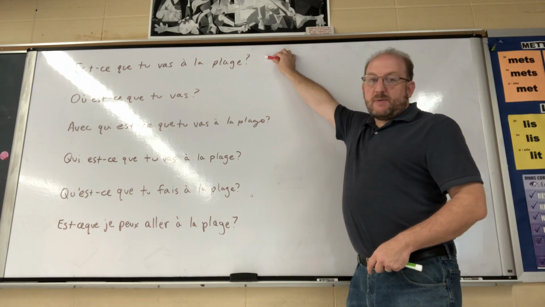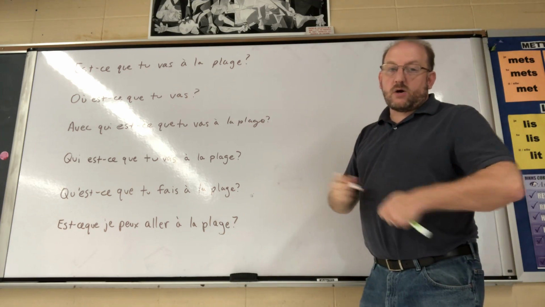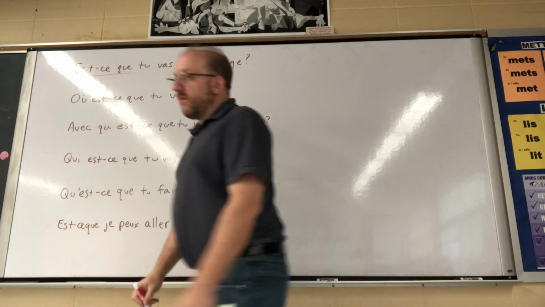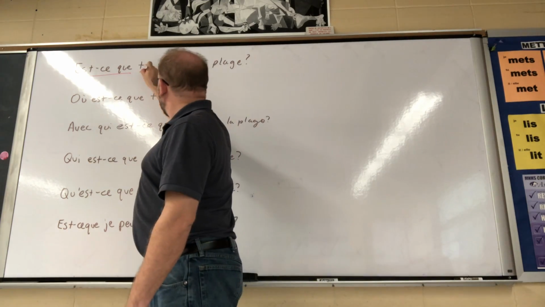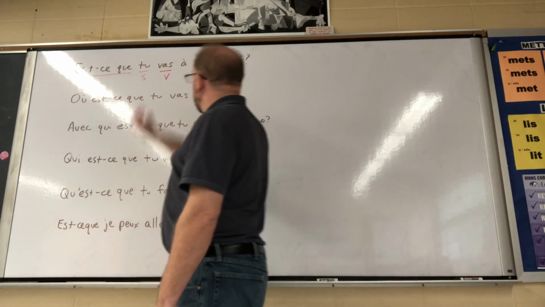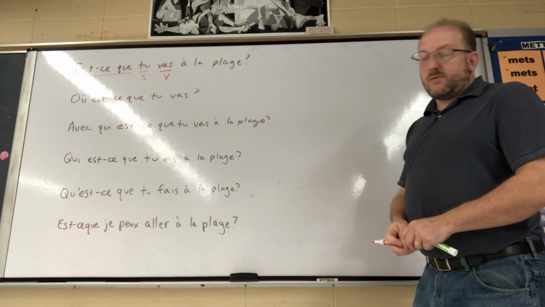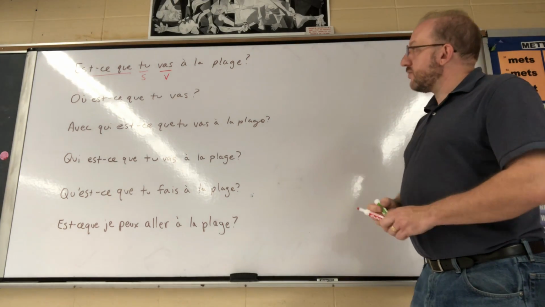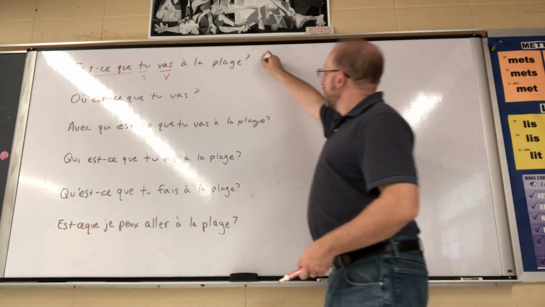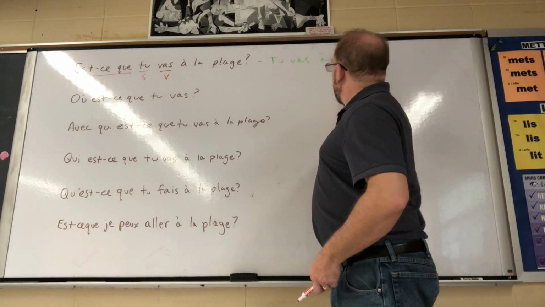Est-ce que tu vas à la plage? Here's a basic question posed with est-ce que. In our question, we've got est-ce que, then we've got our subject tu, and our verb va. This is lovely. In order to make it an informal question, we simply take out the est-ce que and put a little uptone at the end. Tu vas à la plage.